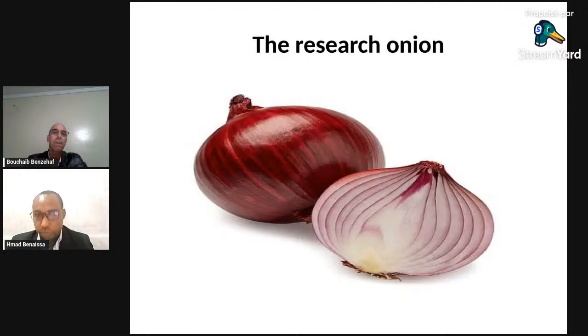Well, the research onion. So this is a research, this is an onion. The onion, or the research onion, is a metaphor for what we need to do to develop and plan our research carefully. So the research onion implies that we have research questions, because research in the first place is finding answers to questions or problems.